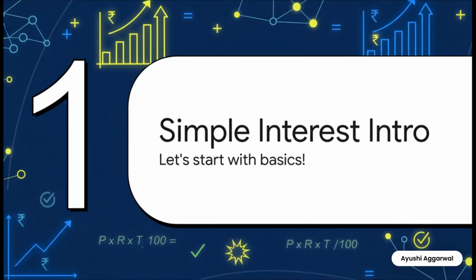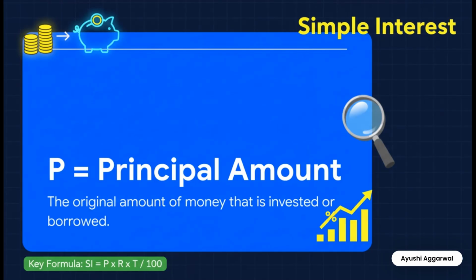Okay. First things first, to really master anything, you've got to have a rock-solid foundation, right? So let's kick things off by getting the absolute basics of simple interest crystal clear. All right, so the first piece of the puzzle is P for principal. Think of it like this. It's the starting money. It's the cash you either put into an investment or the amount you borrow. Super simple, right? Original amount, that is your principal.